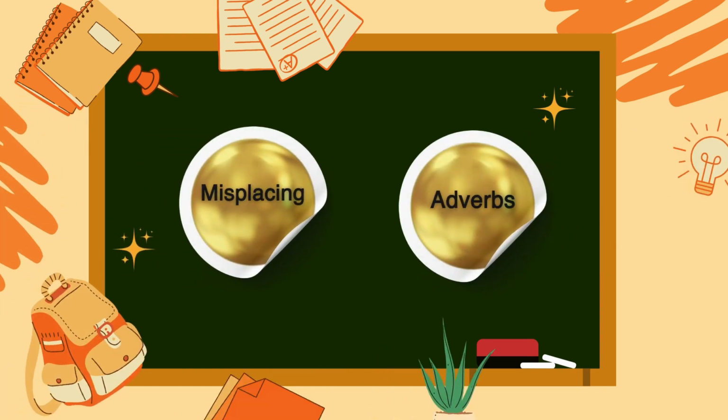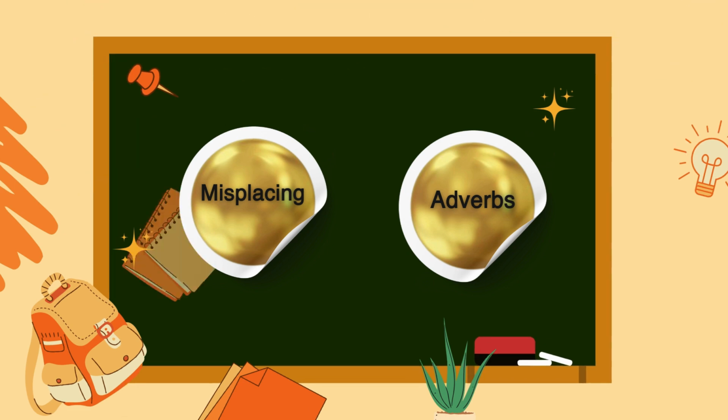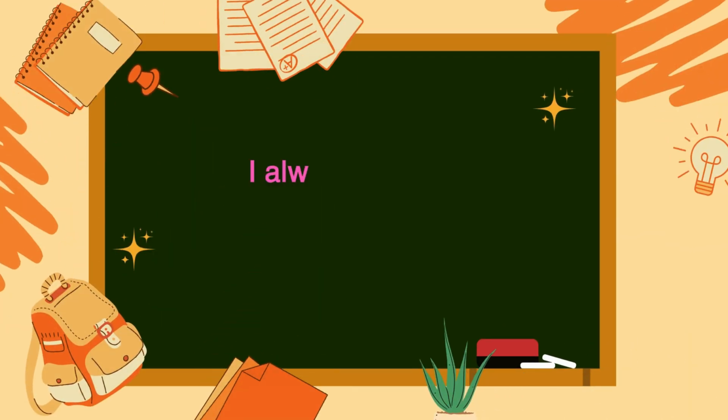Now let's tackle mistake 7, misplacing adverbs. Adverbs can be tricky because they don't always go where you think they should. But don't worry, I'll show you the rules. Here's the mistake, saying something like, "I always am late." Sounds okay, but it's actually wrong.